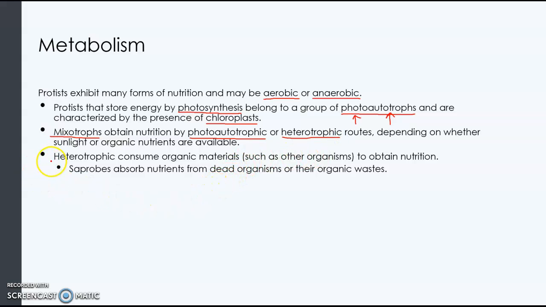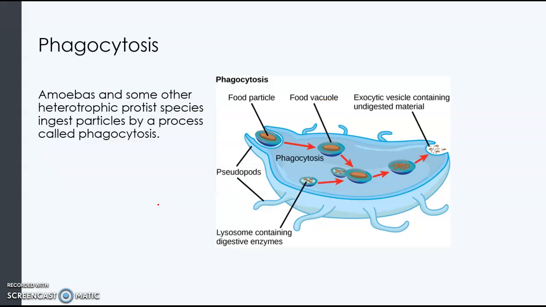Then we have just simply heterotrophic protozoans, and they have to consume their food in various ways, sometimes by phagocytosis or engulfing the food, and sometimes they actually have an opening similar to a mouth. There are protists called saprobes. They're going to absorb nutrients from dead organisms, similar to fungi. Now, this is an illustration of an amoeba.